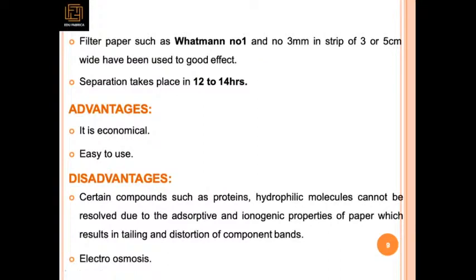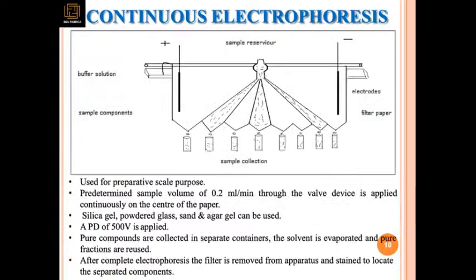Filter paper such as Whatman paper, Whatman number 1 or number 3 millimeter, in strips of 3 or 5 centimeter, is widely used in this case. Separation takes around 12 to 14 hours. It takes a lot of time, but it's economical and easy to use. The major disadvantage is that as electroosmosis is happening, sometimes certain compounds, proteins, and hydrophilic molecules cannot resolve due to the adsorption and ionogenic properties of paper, resulting in tailing and distortion of component bands. So it has quite a number of disadvantages also.